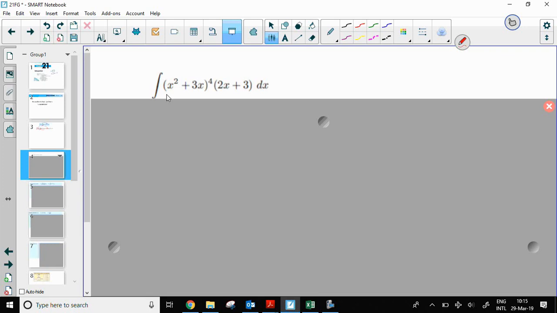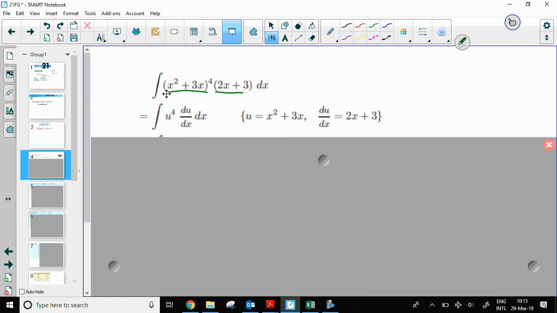Looking at the integral, I notice that 2x plus 3 is the derivative of x squared plus 3x. So what we do is we rewrite the original integral. Instead of x squared plus 3x, we're going to write u. So here we've got u to the power of 4. Then I notice that the derivative of u with respect to x, that's du dx, and the derivative of this right-hand side with respect to x is 2x plus 3.